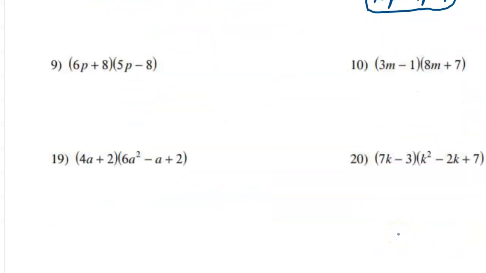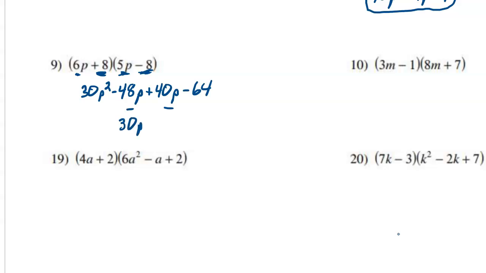Number 9, FOIL. 6p times 5p is 30p squared. 6p times the negative 8 is negative 48p. Now the 8 times the 5p, that's positive 40p. And the 8 times the negative 8, that's negative 64. And these two are like terms and can be combined. 30p squared minus 8p minus 64.